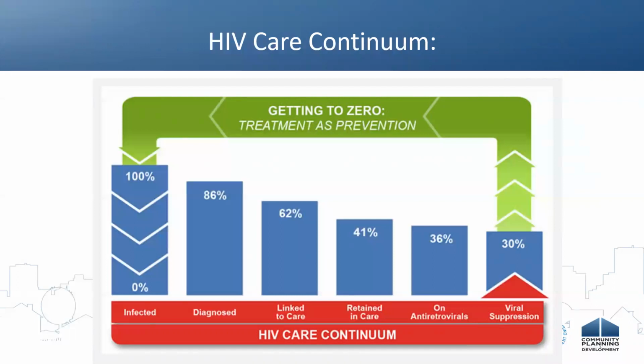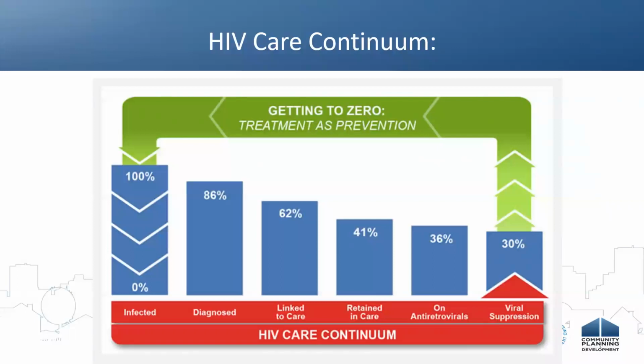The care continuum is sometimes referred to as the HIV treatment cascade, which is a model used by federal, state, and local agencies to identify issues and opportunities related to improving the delivery of services to people living with HIV across the entire continuum of care. This continuum has 5 main steps.